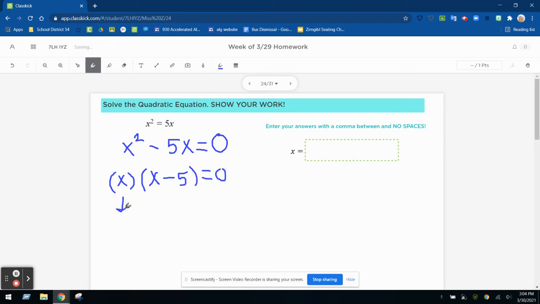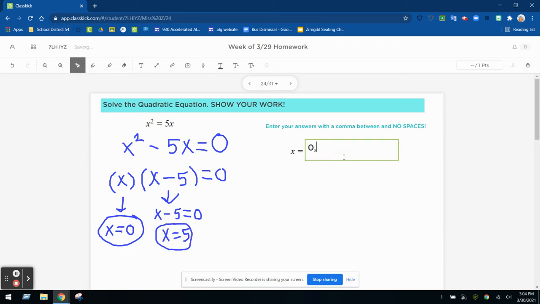So I'm going to set each factor equal to 0. The first one's super simple because I don't have to use any operations. I just know that x is 0. I'm just going to set it equal. Second one, I have x minus 5 equals 0. I'll add 5 to both sides to get x equals 5. So our solutions are 0 and 5.